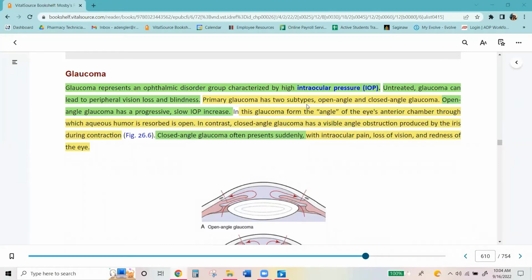Glaucoma represents an ophthalmic disorder group characterized by high intraocular pressure. Untreated glaucoma can lead to peripheral vision loss and blindness. Primary glaucoma has two subtypes, open angle and closed angle glaucoma.